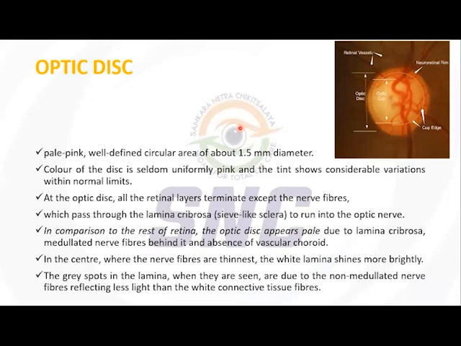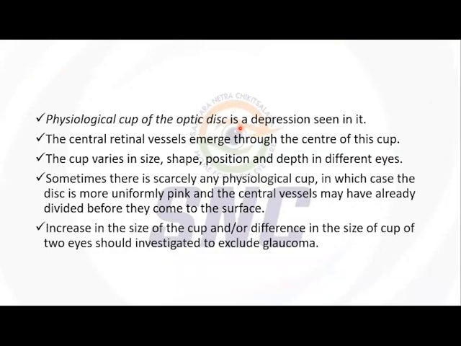In the center, where the nerve fibers are thinnest, the white lamina shines more brightly. The gray spots in the lamina, when they are seen, are due to non-medullated nerve fibers reflecting less light than the white connective tissue fibers.